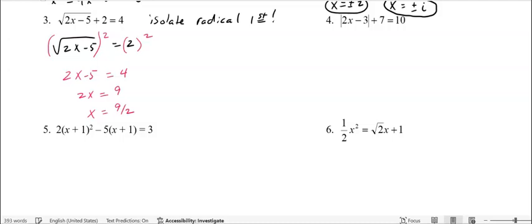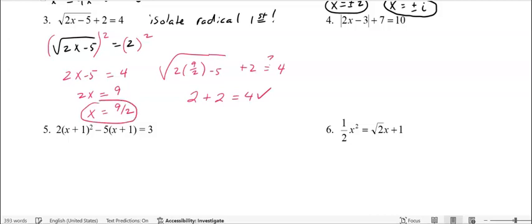And it's a good idea to check these and make sure that it actually makes the problem work. So 2 times 9 halves minus 5, we'll do the square root of that, plus 2. We want to know if that equals 4. Just going back to the original problem. 2 times 9 halves is 9. 9 minus 5 is 4. And the square root of 4 is 2. So we verified that 9 halves actually makes the original problem work, so it's a good solution.